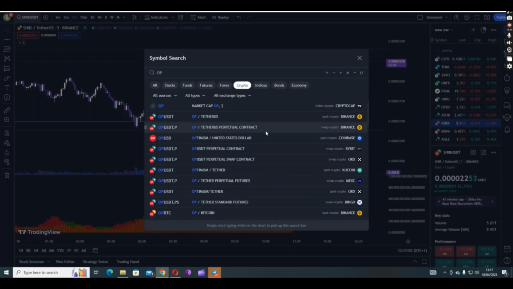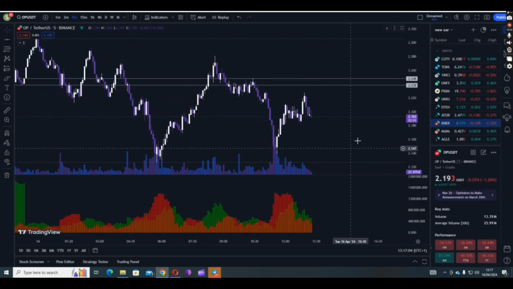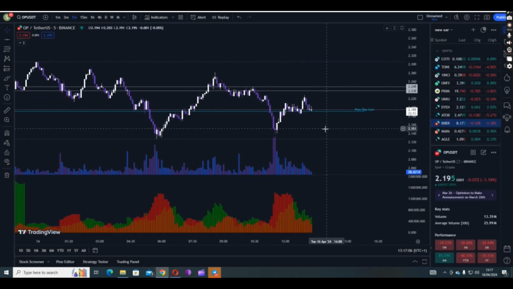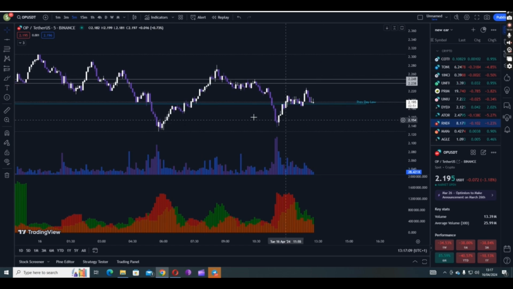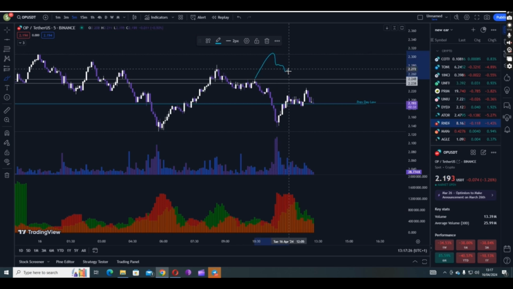OP, let's find it there. So I was looking at OP earlier on today. And I said to everybody in group, I said, I'm waiting for OP. I think it was around this time. I'm waiting for a long on OP. But I didn't take the trade because I wanted OP to do this. Retest. And then push off. OP never did that.